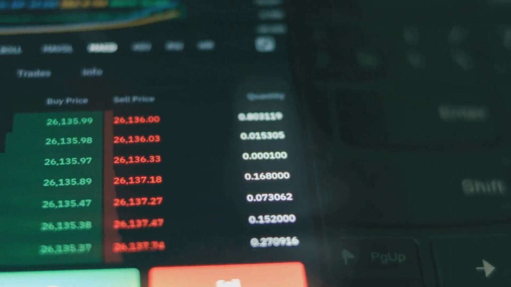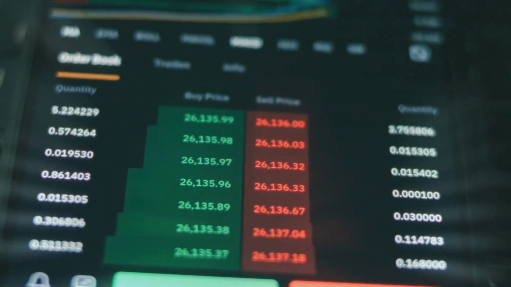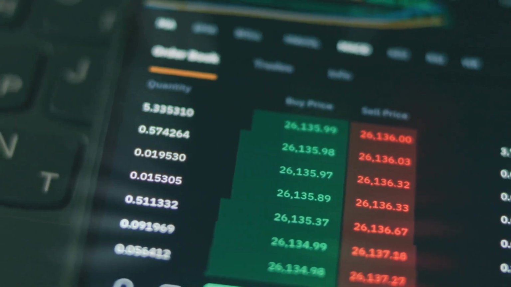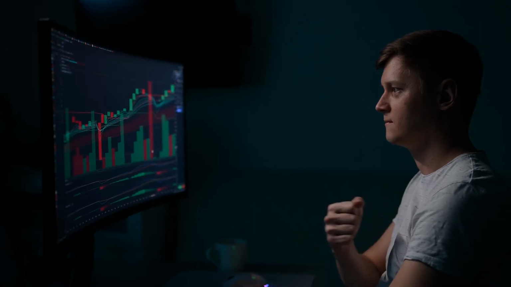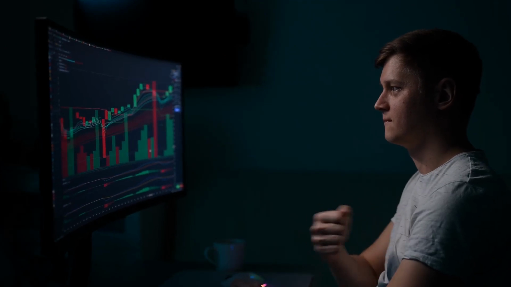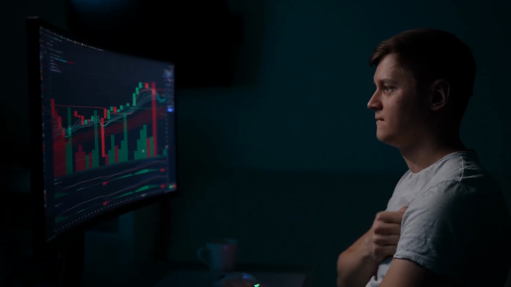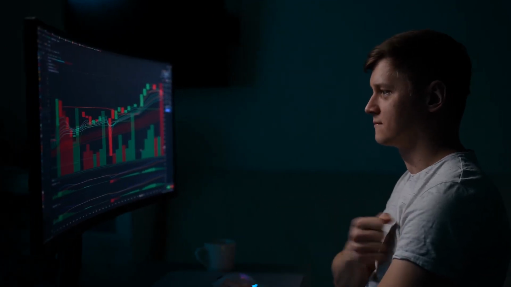Now let's look at the possible outcomes. Scenario 1, if XYZ closes below $50 at expiration, both your call options expire worthless. In this case, you lose your initial $200 investment, but nothing more. Your risk is capped. Scenario 2, if XYZ closes above $55, your spread reaches its maximum value of $500. After subtracting your $200 cost, you walk away with a $300 profit. This is the best case scenario for a bull call spread.